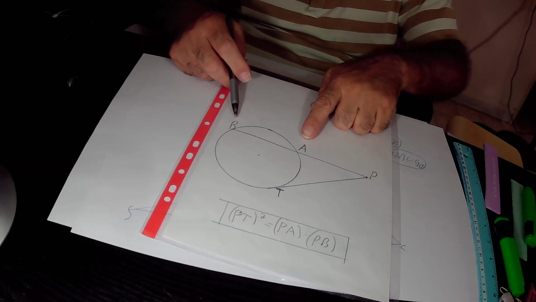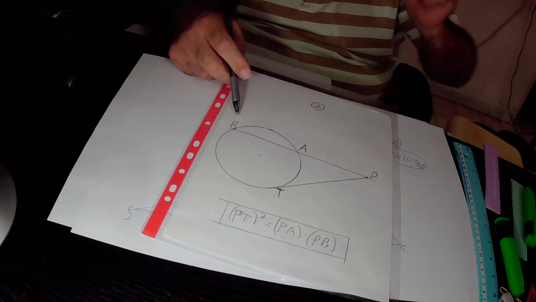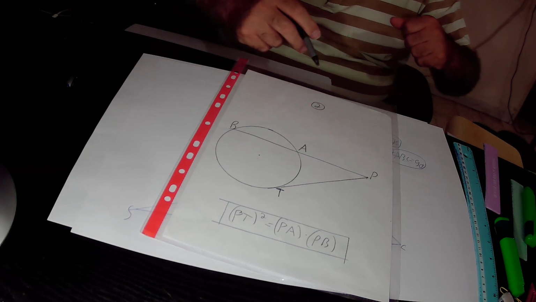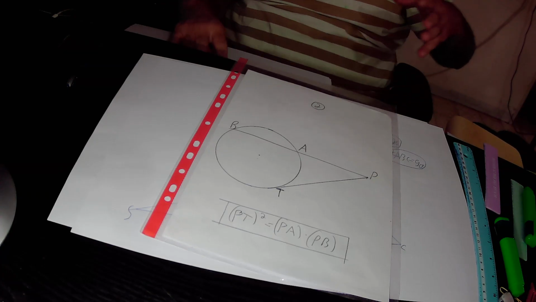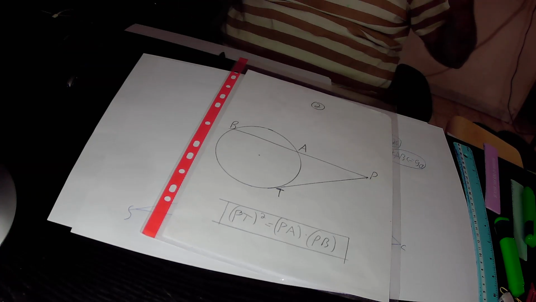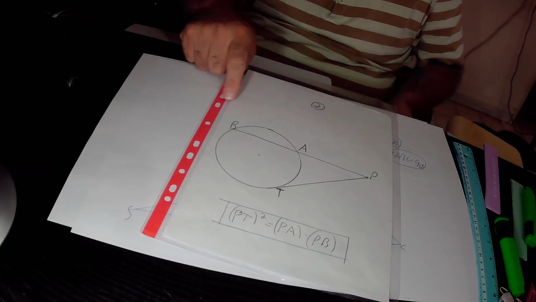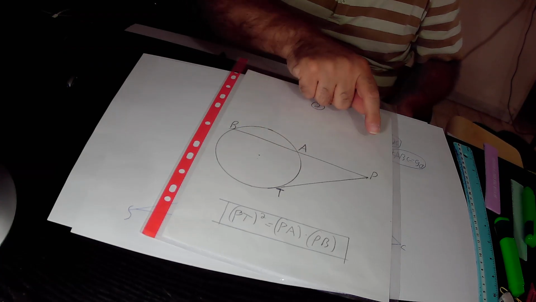The external chord BA touches point P. So in this drawing, the following equation is true: PT squared equals PA times PB. Again, PT squared equals PA times PB.